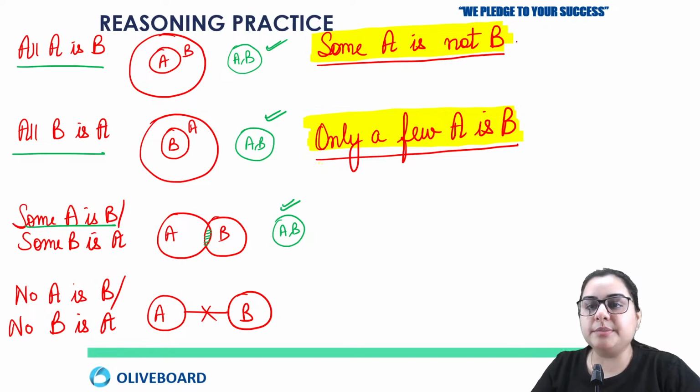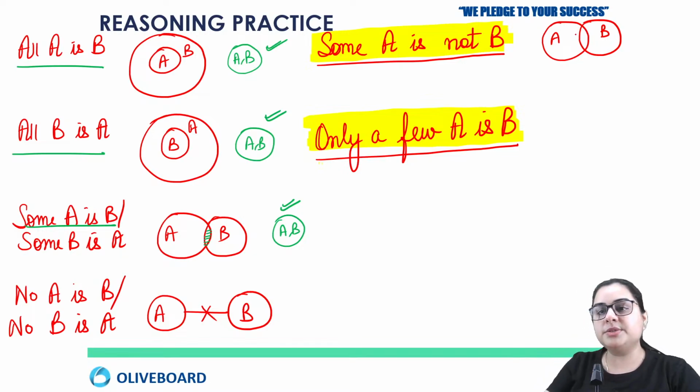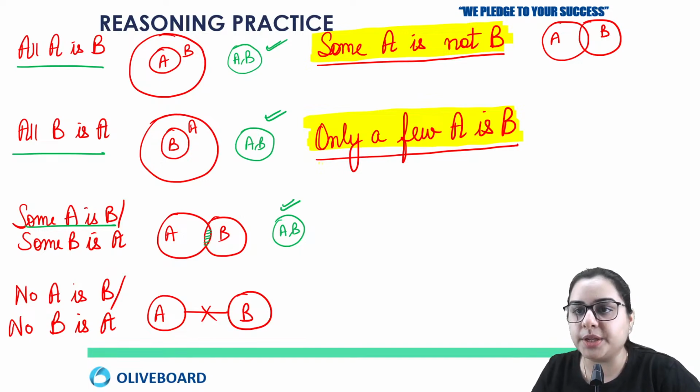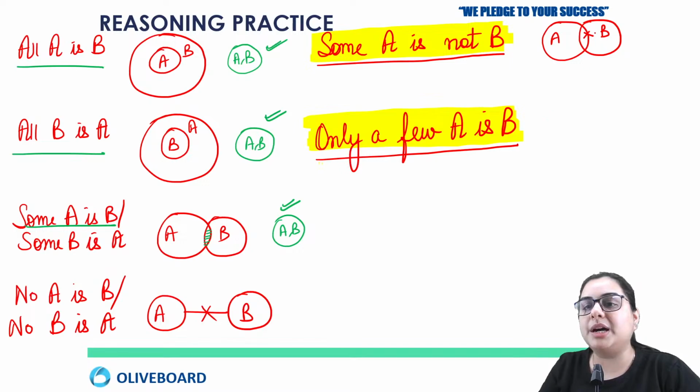Actually, when I say some A is not B, this means that some A is B, and some A is not B. Now what he means to say is that some A is in B, but there is some area of A which is not in B. So I'll mark the cross on the curve of A, because the restriction is on A and not on B.